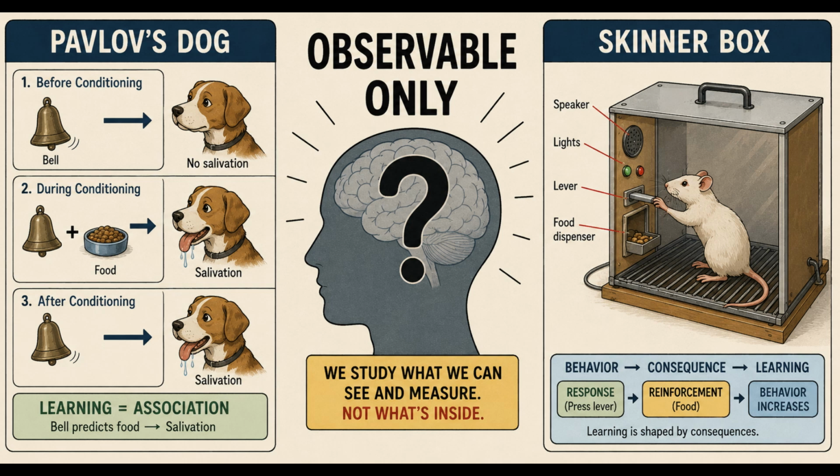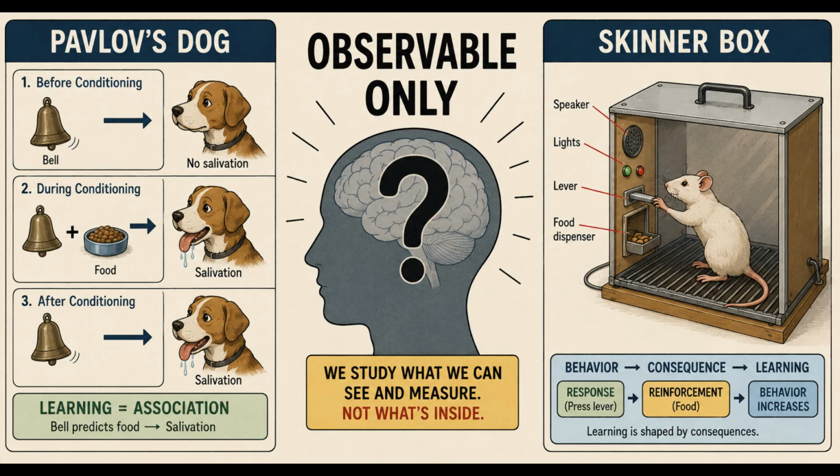But let's go deeper. Behaviorism was pioneered by psychologists like Pavlov and Skinner. They believe that learning is all about changing behavior through conditioning. The key word here is observable. Behaviorists don't care what's happening inside your head. They only care about what they can see and measure.